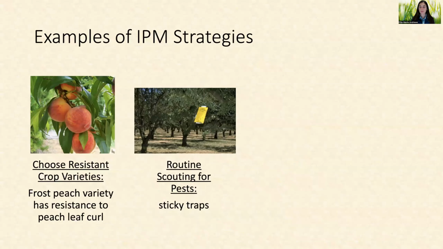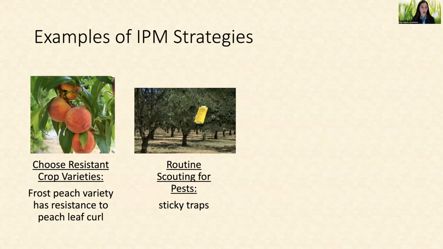So here are some examples of IPM strategies in your toolbox. Choosing resistant crop varieties. Again, we're talking about genetics and thoughtfully, strategically choosing genetics that work for your goals in your region. And this is a great example where we do have quite a bit of peach leaf curl, which is a disease in Sonoma County and in our region more broadly.